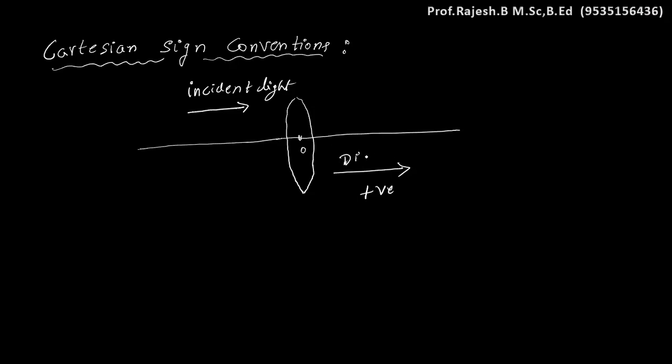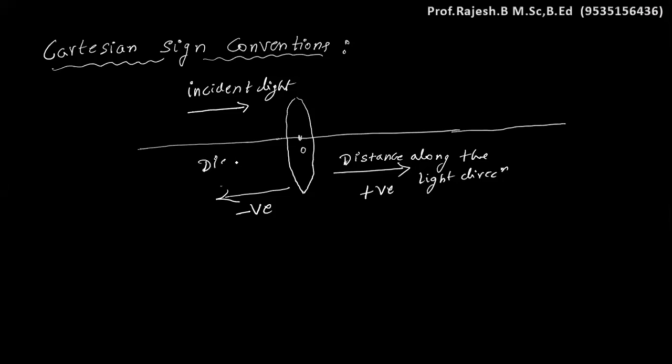Distances along the light direction are taken as positive. Got it? If you measure any distances opposite to the light direction, they will be taken as negative. That means towards the left side of the lens. So distances measured opposite to light.